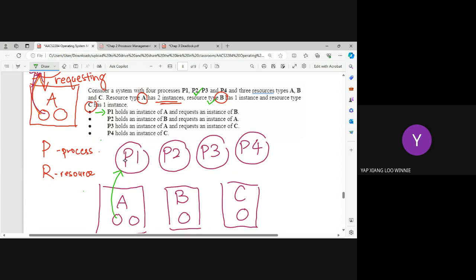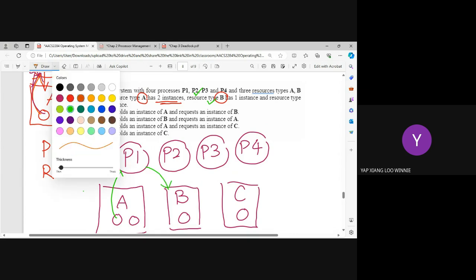So P1, A holds. So I do it like this. Okay. And request an instance of B. I'm requesting, so I draw it this way. Okay. Now I change to another color, orange.